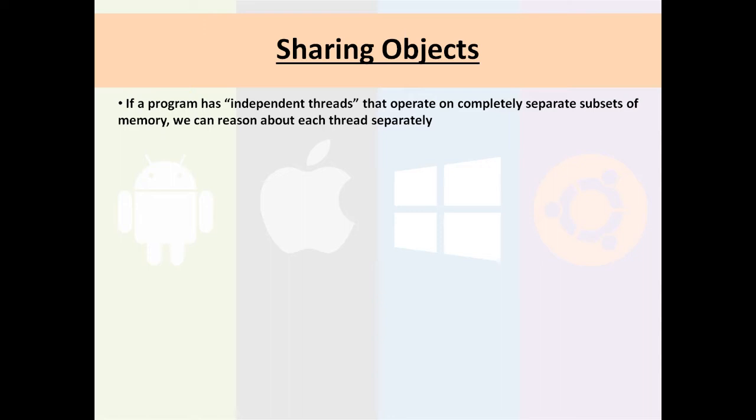Now, as the slide says, if a program has independent threads that operate on completely separate subsets of memory, we can reason about each thread separately. And that's because, well, since these threads don't interact with each other and they perform completely separate tasks, it's pretty easy to predict their behavior.